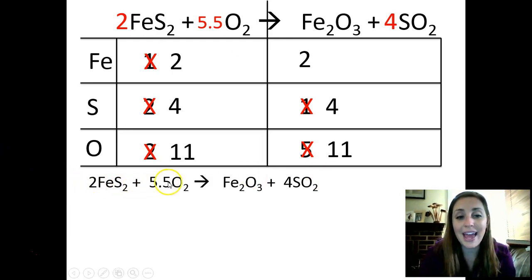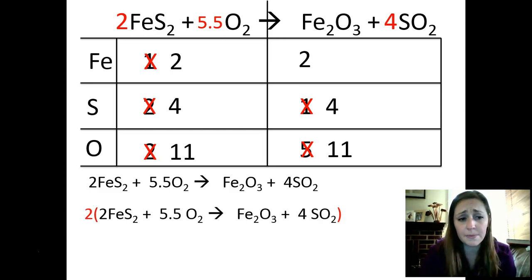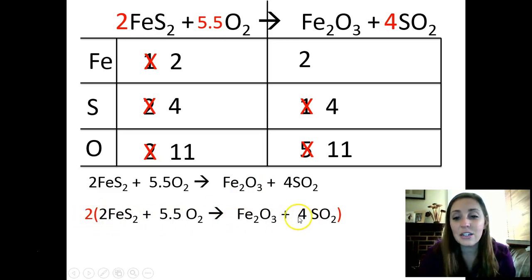I'm going to need to multiply every single one of these to keep the ratio the same, but to make 5.5 now a whole number. What number multiplies by 5.5 to give you a whole number? It's going to be 2. So see how I have a 2 outside? That's going to distribute into everything and multiply in. So instead of my 2 coefficient for this FeS2, it's going to be 2 times that. So this turns into a 4.